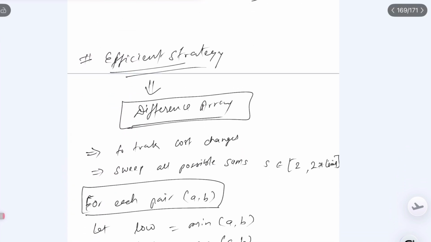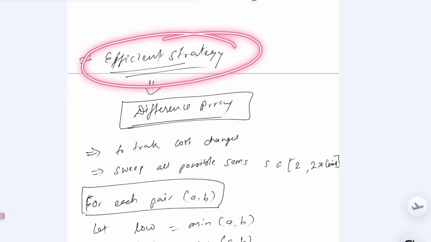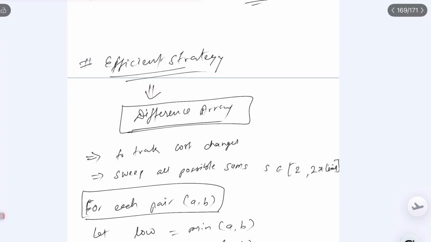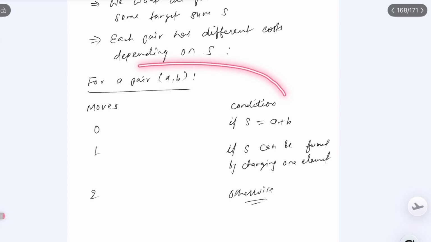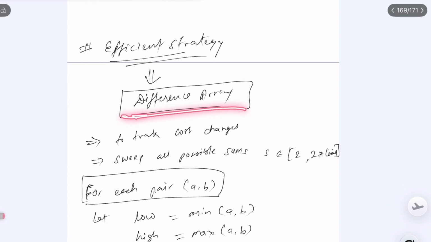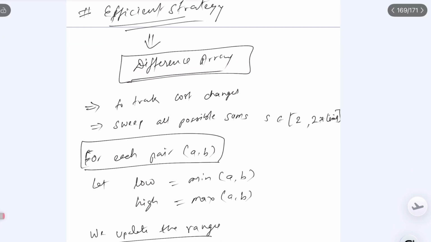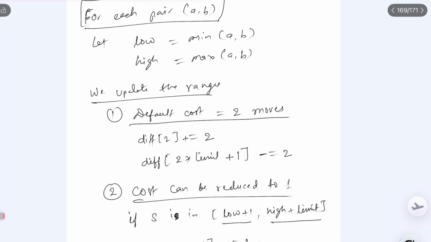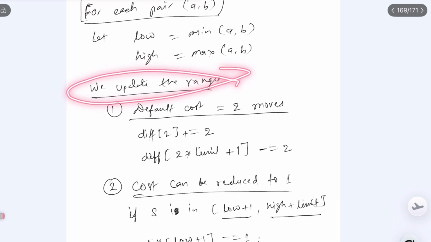But we have a strong, efficient strategy where we will not go through all the pairs again. Better, what you need to do is find the difference array, where you track how the cost is changing, and cover all the possible sums between 2 and 2 times the limit. For each pair, take low and high, two things, and update the range.